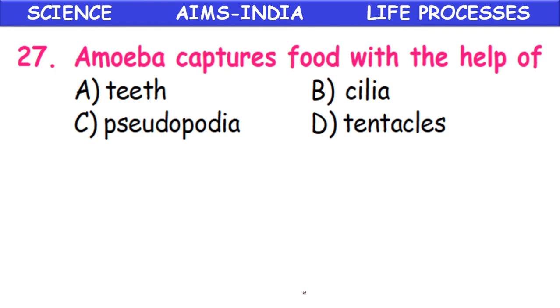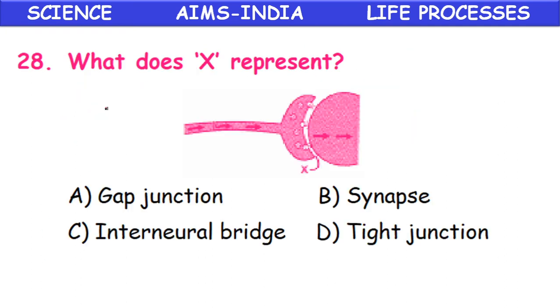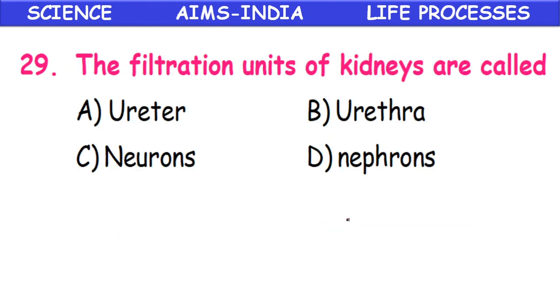Amoeba captures food with the help of teeth, cilia, pseudopodia, tentacles. It is pseudopodia with which they feed. What does X represent in the figure? Gap junction, synapse, interneural bridge, tight junction. So actually here it's very tightly, very close. It represents the tight junction. The filtration units of kidneys are called ureters, urethra, nephrons, neurons. It is the nephrons.